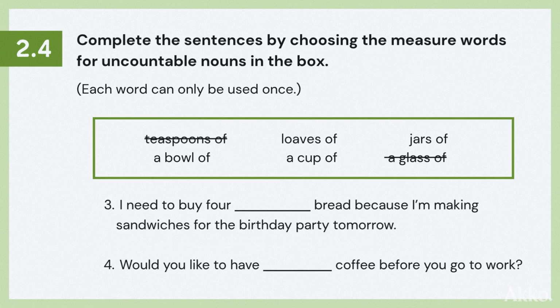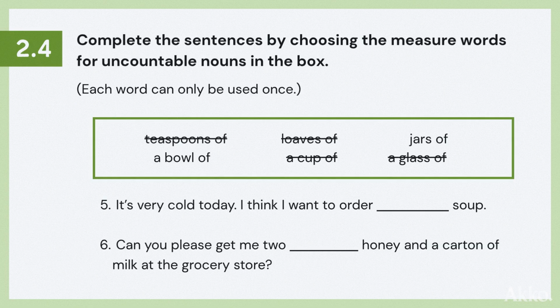3. I need to buy 4 loaves of bread because I'm making sandwiches for the birthday party tomorrow. Number 4. Would you like to have a cup of coffee before you go to work? 5. It's very cold today. I think I want to order a bowl of soup.